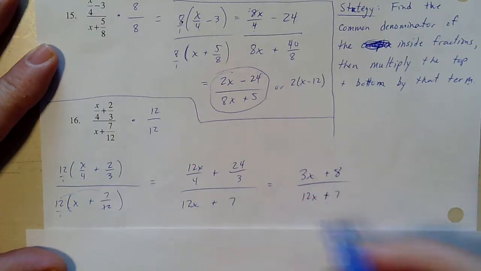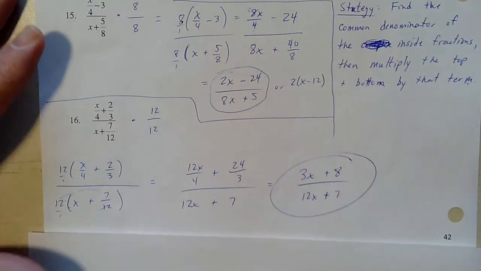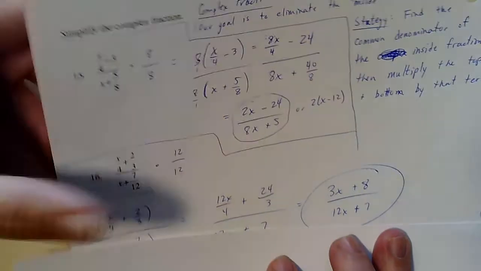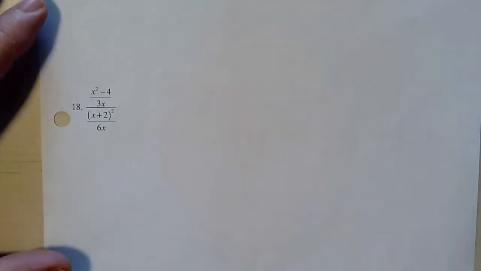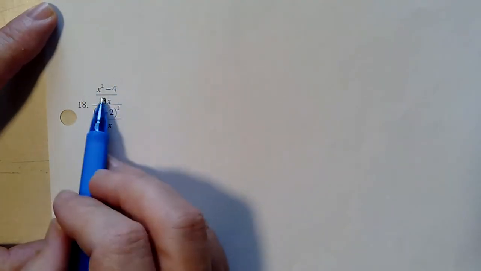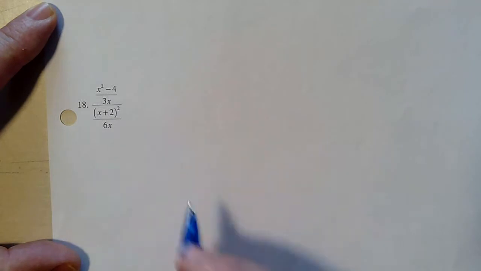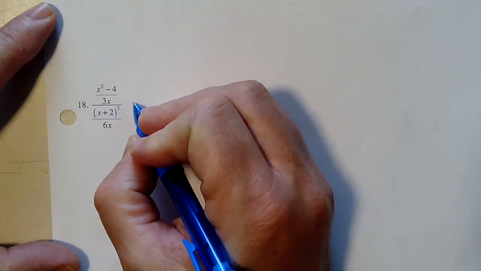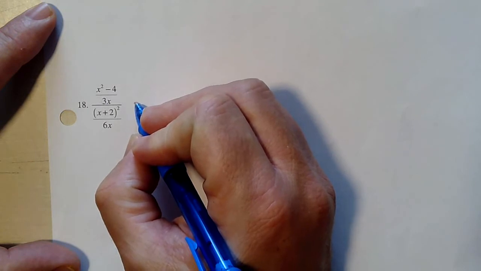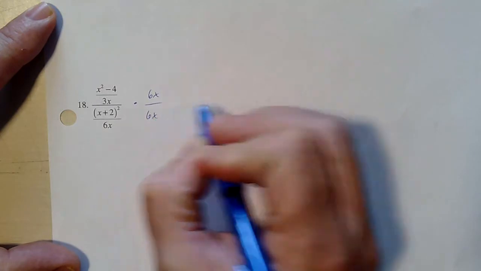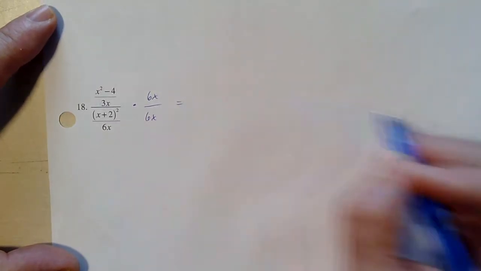Nothing I can factor out to reduce anything. That's the answer. Okay, let me quickly go through 18 with you, and then we'll get this wrapped up. 18. This also has a common denominator we could multiply by. Now that we do have one whole fraction divided by one whole fraction, so we could multiply by the reciprocal. I'll show you both. But if we take the complex fraction approach and multiply the top by the common multiple of 6x and the bottom by 6x, this is what we get.